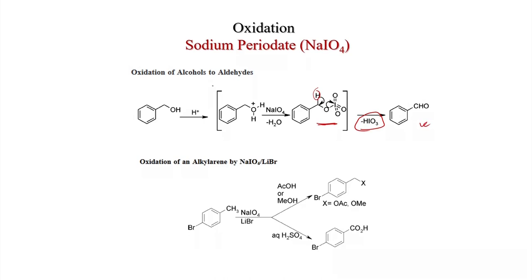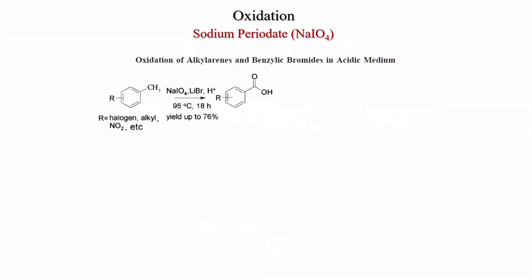Also, oxidation of alkyl arene by sodium metaperiodate with lithium bromide is possible. So when sodium periodate and lithium bromide are used, followed by acetic acid or methanol, you get this benzylic acetate or benzylic ether. On the other hand, if you treat with aqueous H2SO4, the intermediate, which mostly is a bromide, gives the carboxylic acid. So what happened? This is the reaction, that a toluene derivative can be oxidized to the carboxylic acid with sodium periodate and lithium bromide in acid condition, like here H2SO4 is used.